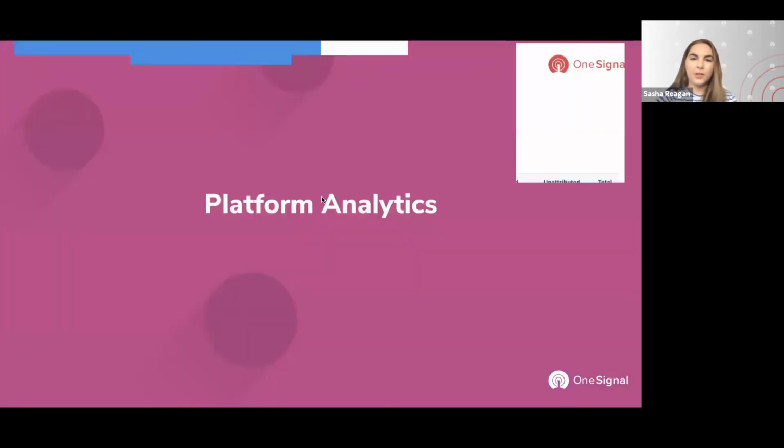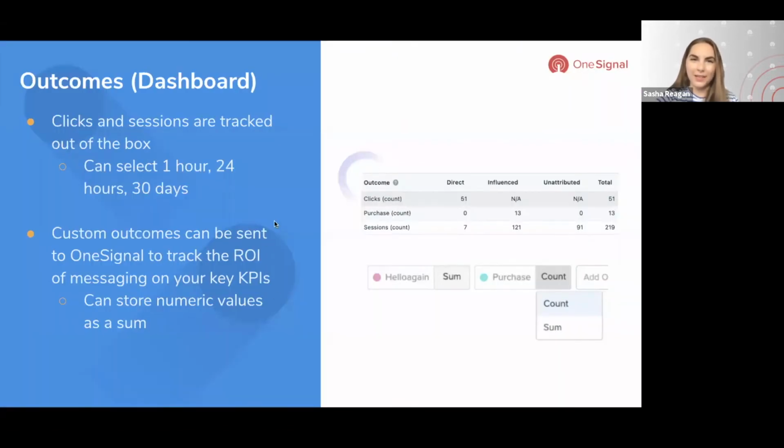So first, let's start with platform analytics. I'm going to start with the first page that you arrive at when you're logging into OneSignal. It's going to be the first tab on the black bar on the top of the OneSignal page. It is called Outcomes.